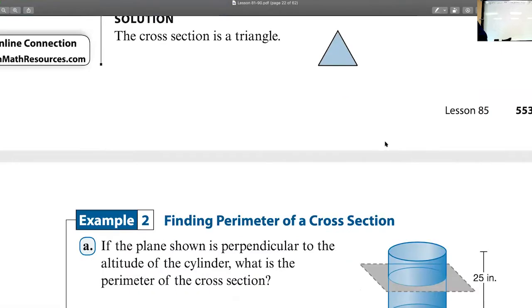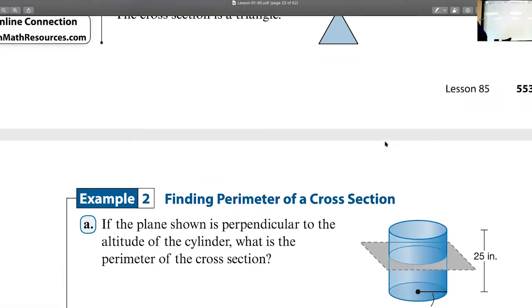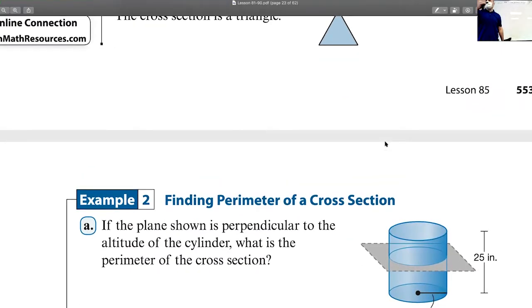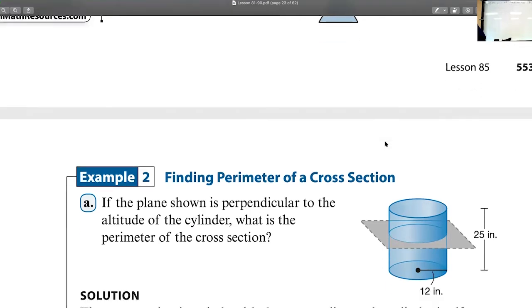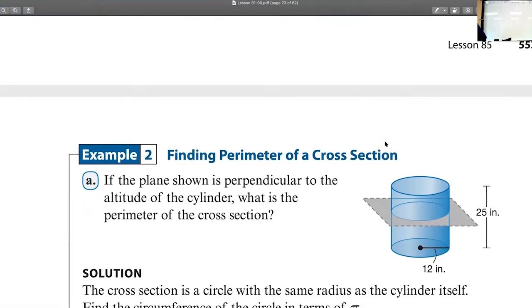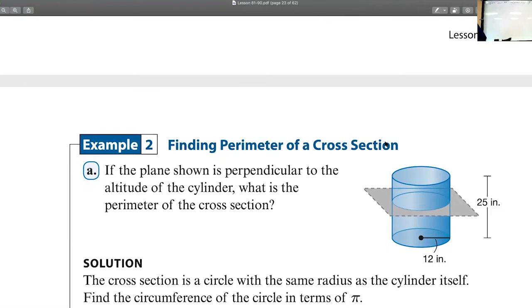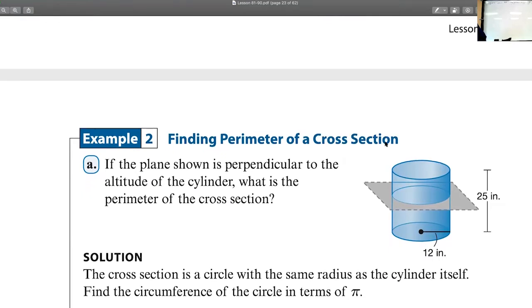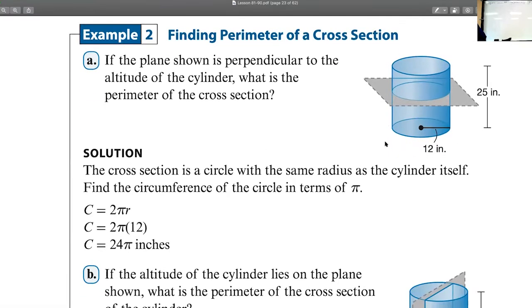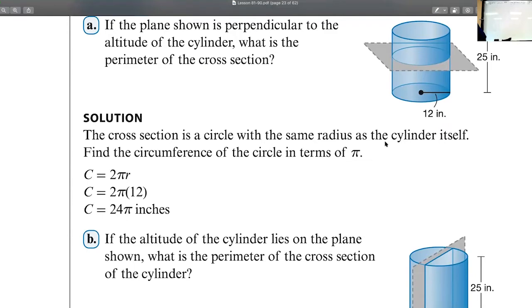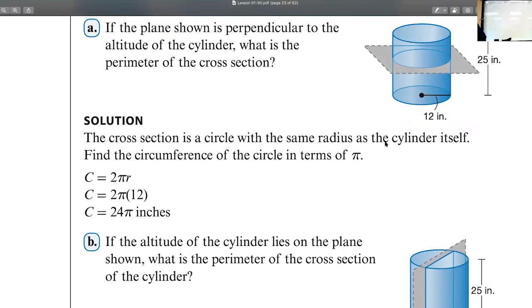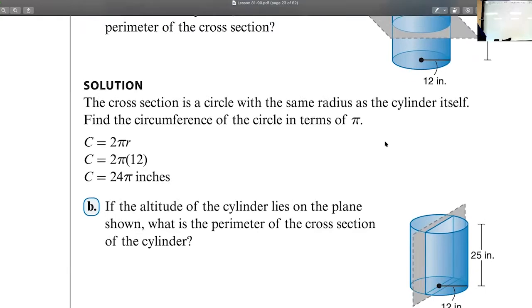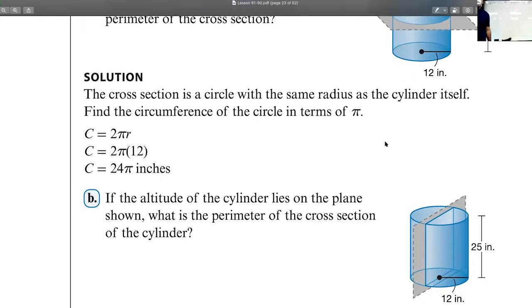So finding the perimeter of a cross section in a cylinder, what's that circumference going to be? What's the radius? Well, it's the same thing as the base. So the perimeter is going to be 24 pi, right? Okay. So the altitude of the cylinder lies on the plane. So basically you can find the perimeter of this cross section. What is it?